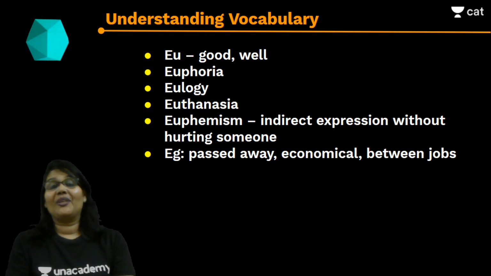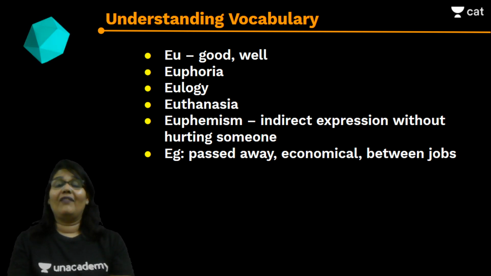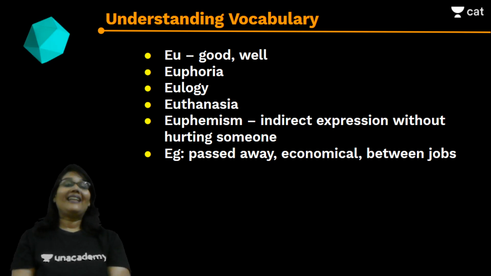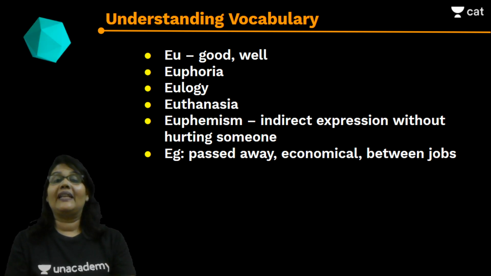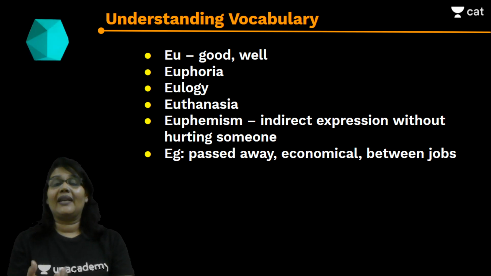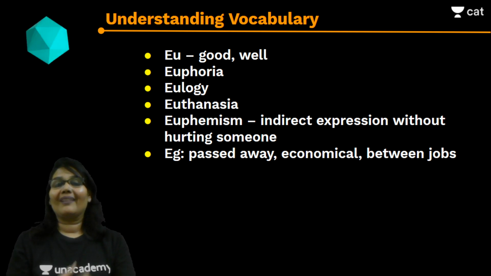Now we have a very interesting word, euphemism. When I come to that, I will take a session on idioms and phrases. Then I will give you a whole lot of funny euphemistic words. We are going to have fun in that session. Okay, guys, what is euphemism? Euphemism means indirect expression without hurting someone. मतलब अपने आप ऐसी चीजें बोलना चाहिए जिससे सामने वाले को तकलीफ ना हो, right? So for example, guys, instead of saying he died, I say he passed away. That is a very pleasant way of conveying your sentiment, right?